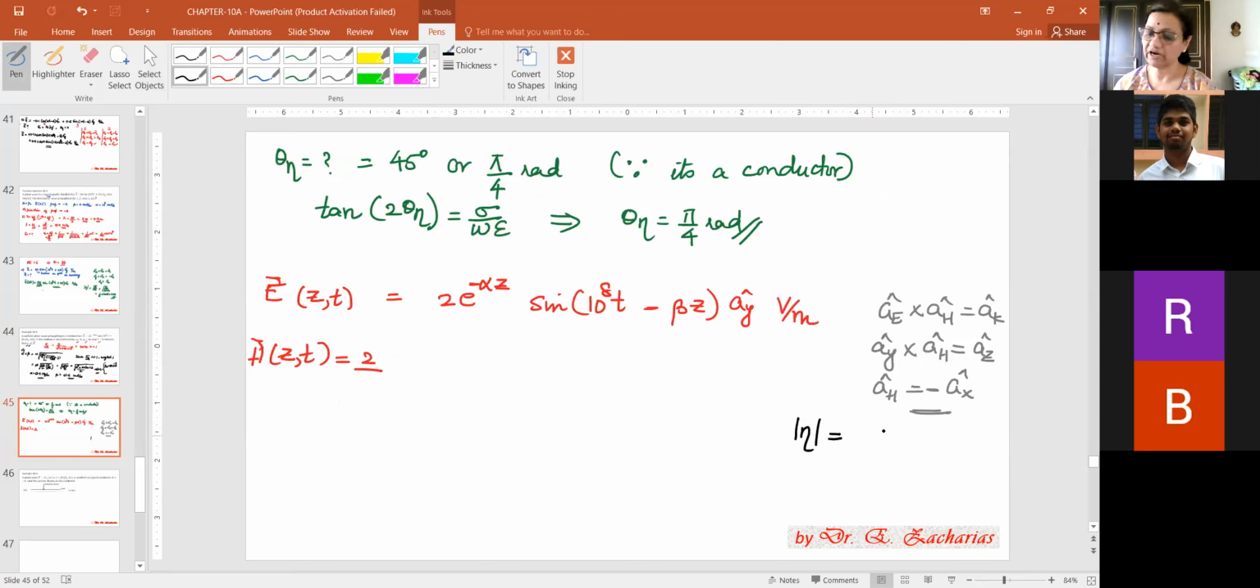Modulus of eta for a conductor. Again, you can just write the basic expression: under root of mu by epsilon divided by 1 plus sigma by omega epsilon whole to the power of 2, this whole to the power of 1 by 4. Okay, which you can write as under root of mu by epsilon into omega epsilon by sigma to the power of 2, but to the power of 1 by 2, or I will write it in a more elegant fashion as, I can write it as under root.